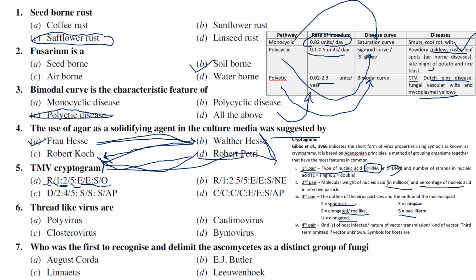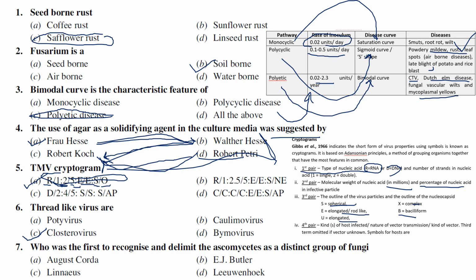giving the symbols. Generally the TMV cryptogram is R125ESO. This is the general cryptogram of TMV. Don't worry about it. Nowadays we are not using any cryptograms anymore. The next one is thread-like viruses: potyviruses, closteroviruses, bymoviruses. Generally these closteroviruses look like a thread or tapeworm-like viruses.